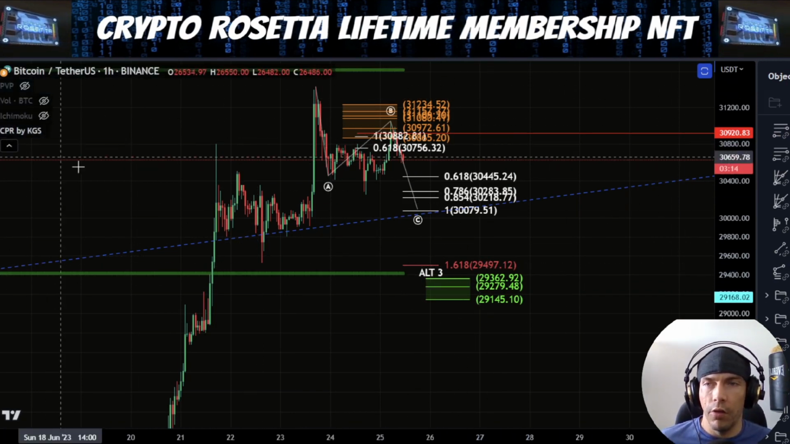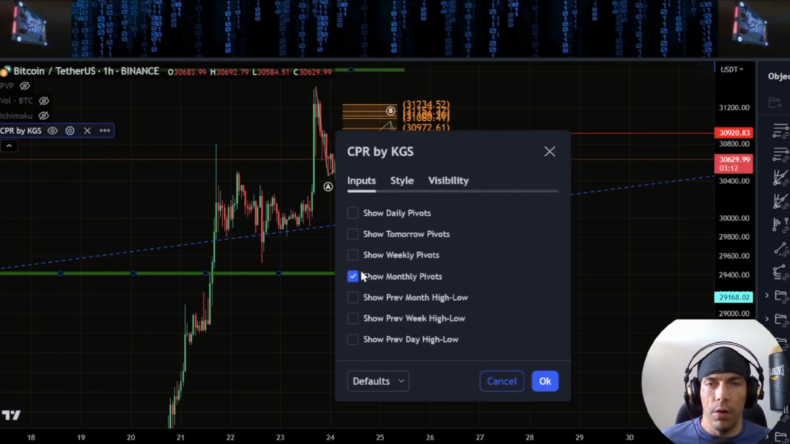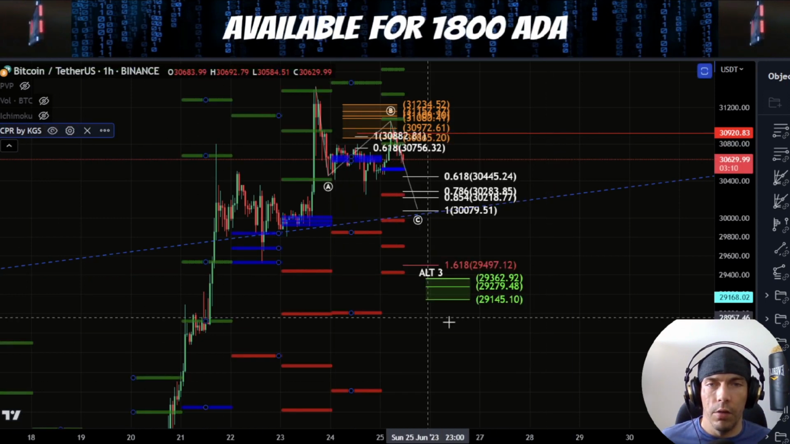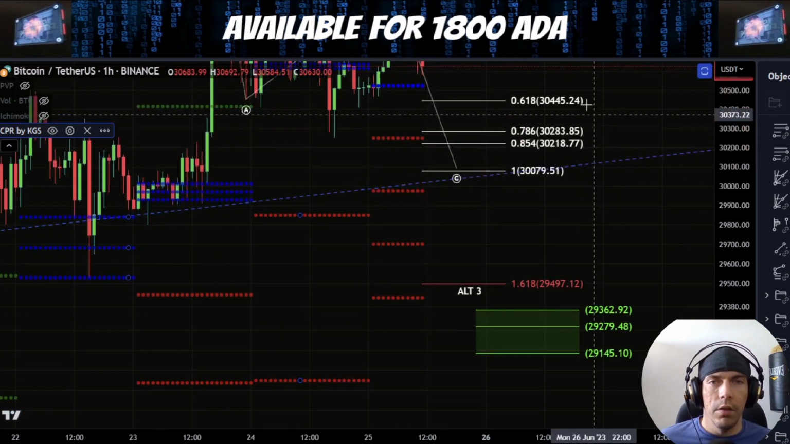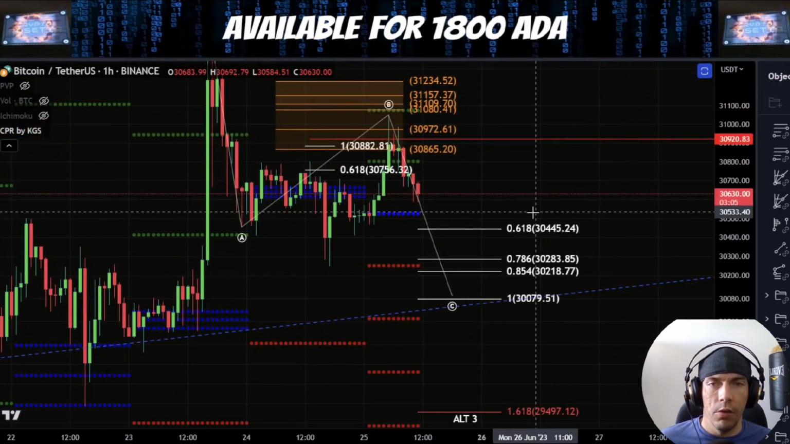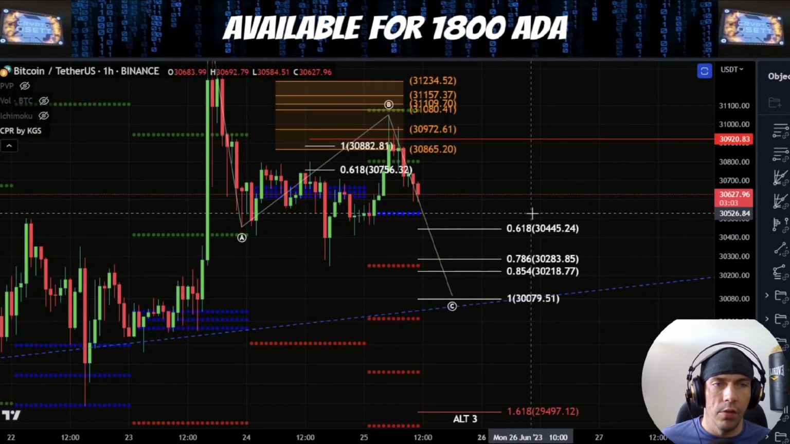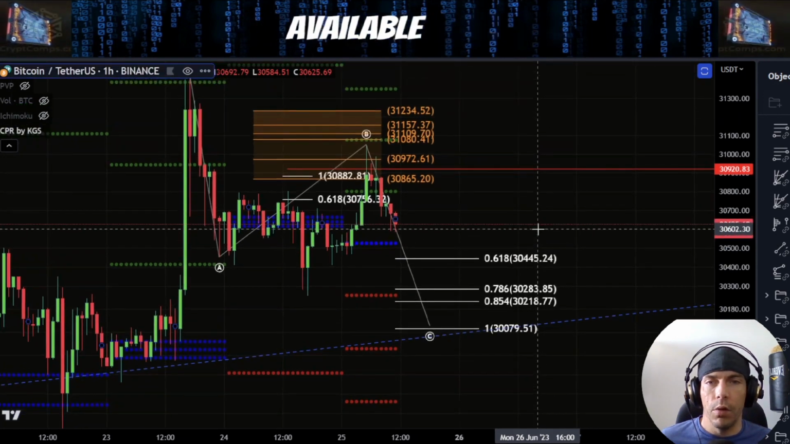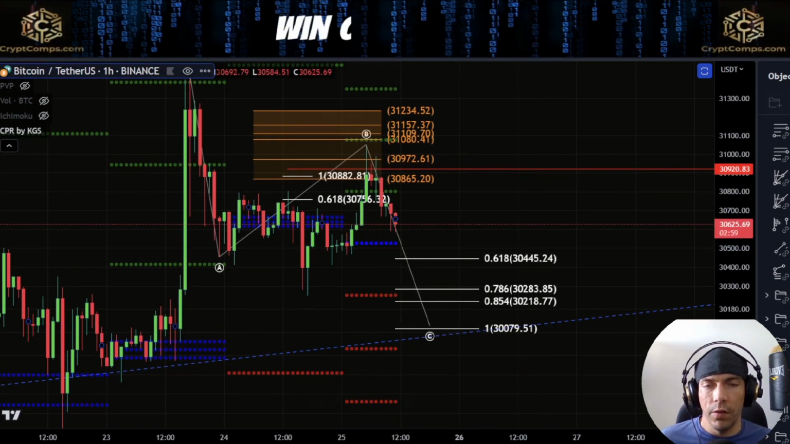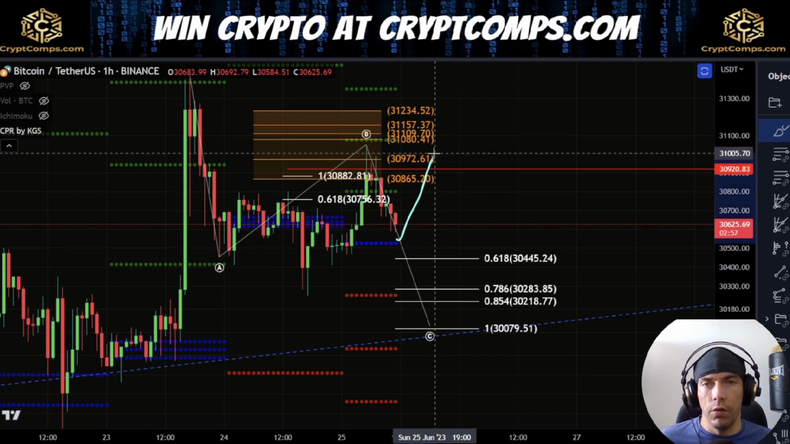So we're actually going to go over some of the CPR lines now, and we're going to go onto the daily first. So on the daily pivot points, we can see that the central one is directly below us here at this 32,526. So I want to see if we actually find support on this, and whether we actually look to continue to push to the upside.